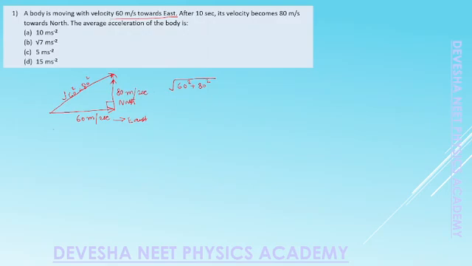Okay, so this is the resultant velocity. This is equal to root of 3600 plus 6400, which is equal to root of 10,000. This is equal to 100. Okay, now this velocity change has been undertaken in how much duration? It is 10 seconds, right? So this velocity change in 10 seconds is 100 meters per second.